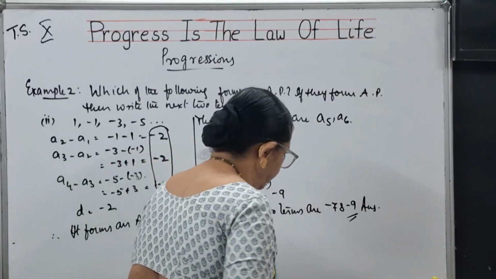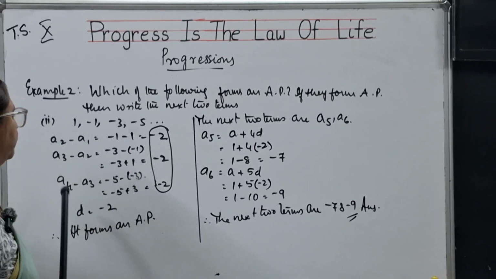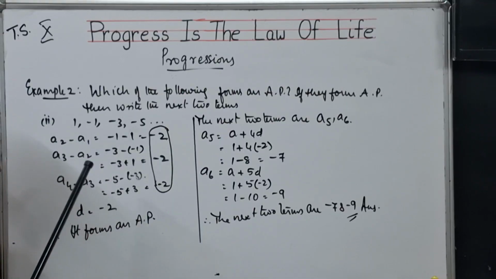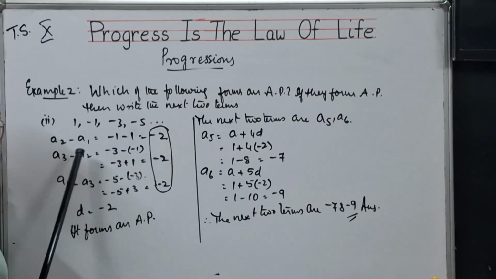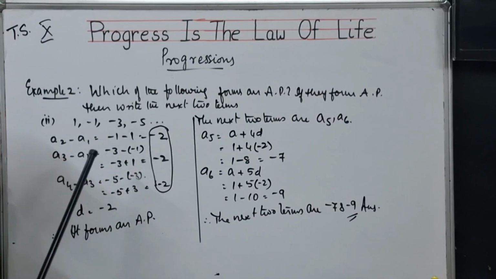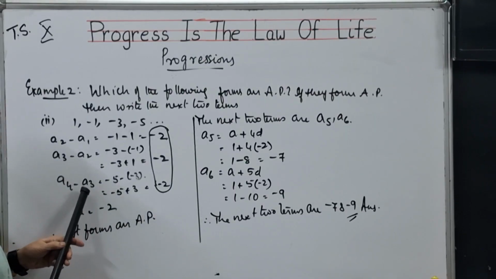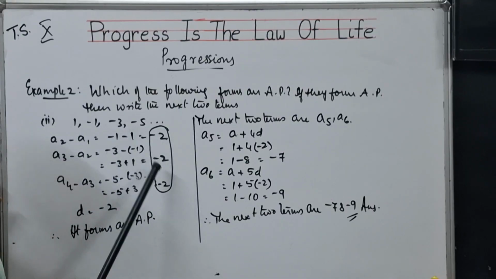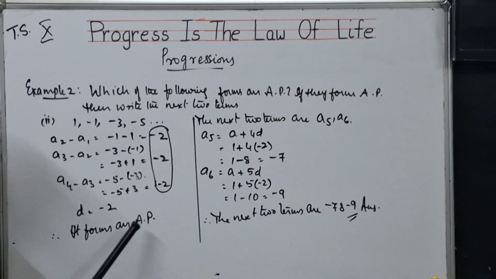So as the problem asked, the series that is given to us: 1, minus 1, minus 3, minus 5. So this is a2 minus a1. Minus 1 minus 1, I got minus 2. a3 minus a2, minus 3 minus of minus 1. This minus is the minus of the second element. So minus 3 plus 1, that is minus 2. a4 minus a3 also, minus 5 minus of minus 3, minus 5 plus 3, minus 2. So all of them are having the same value, that is D. This becomes the common difference, that is minus 2. If common difference is there, it forms AP.